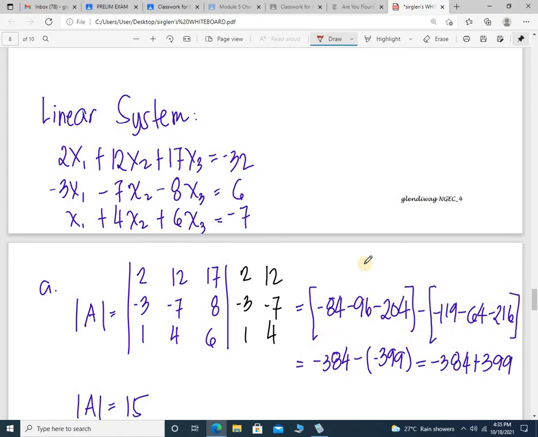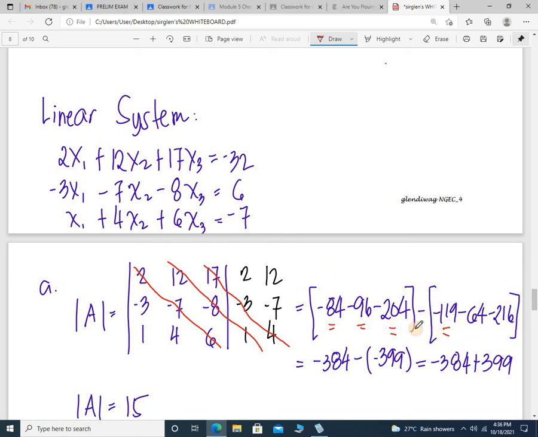Now, where does this first grouping come from? The first grouping is actually coming from the product of the first diagonal. So I have 2 times negative 7 times 6, which is equivalent to negative 84. Negative 96 came from the product of 12, negative 8, and 1. And negative 204 is the product of 17, negative 3, and 4. So the first diagonal is going down. You just take the product and that would give you the first grouping. This is minus the second grouping.